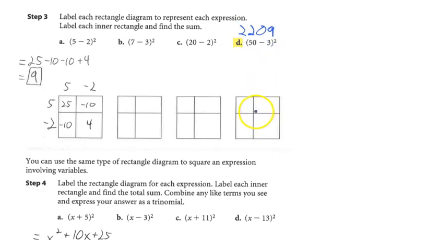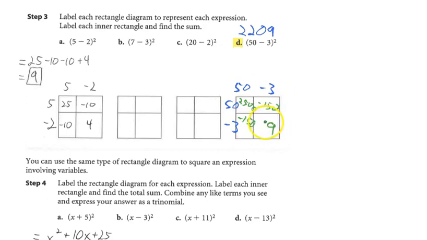Let's work that out with the rectangle diagram though. So across the top we'll write 50 minus 3. Across the side we'll write 50 minus 3. I like to write the subtraction sign in front of the 3 because we're going to be treating that 3 like a negative 3. All right, 50 times 50 is 2,500. 50 times negative 3. Negative 3 times 50. And negative 3 times negative 3.